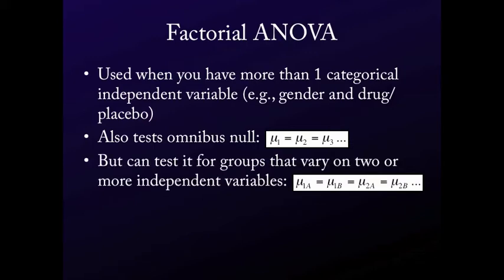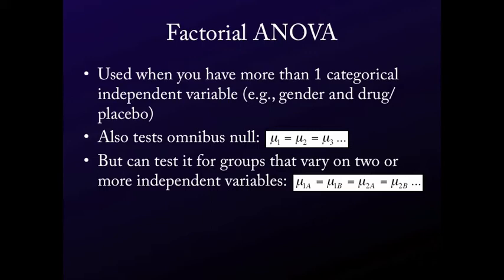Importantly, though, it can also test for groups that vary on two or more independent variables. So unlike one-way ANOVA, which can only tell you whether the two groups are different, this can tell you whether subsets of groups are different. So for example, are males in the drug condition different than males in the placebo condition, different than females in the drug condition, different than females in the placebo condition? So it allows us to essentially stack our independent variables, which is going to be very important for something referred to as interactions that I'll show to you here in just a second.